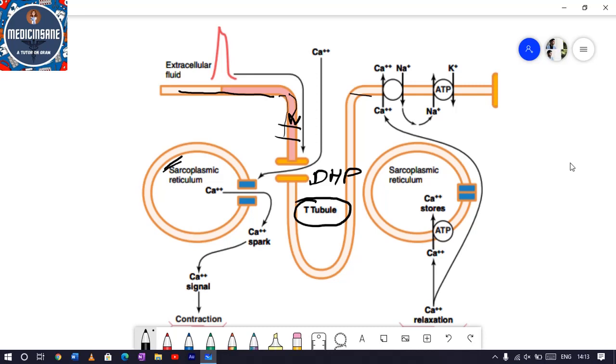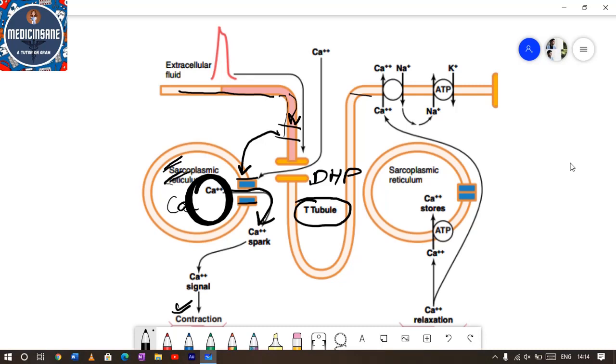And when this DHP receptor is excited, this is going to activate the calcium release channels, also known as the ryanodine receptor channels, in the terminal cisterna of the sarcoplasmic reticulum. And this sarcoplasmic reticulum is a storehouse of calcium. There are lots of calcium ions inside the sarcoplasmic reticulum. And because of the calcium release channel being activated, this calcium is going to go outside into the sarcoplasm, which is the cytoplasm of the muscles. And therefore, it is going to lead to the mechanism of contraction. This is what is happening in a skeletal muscle, which is also taking place in a cardiac muscle cell.